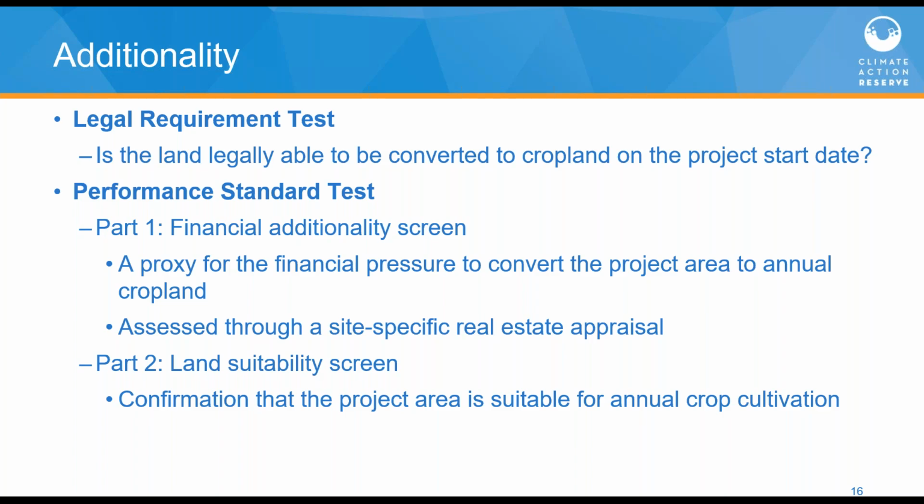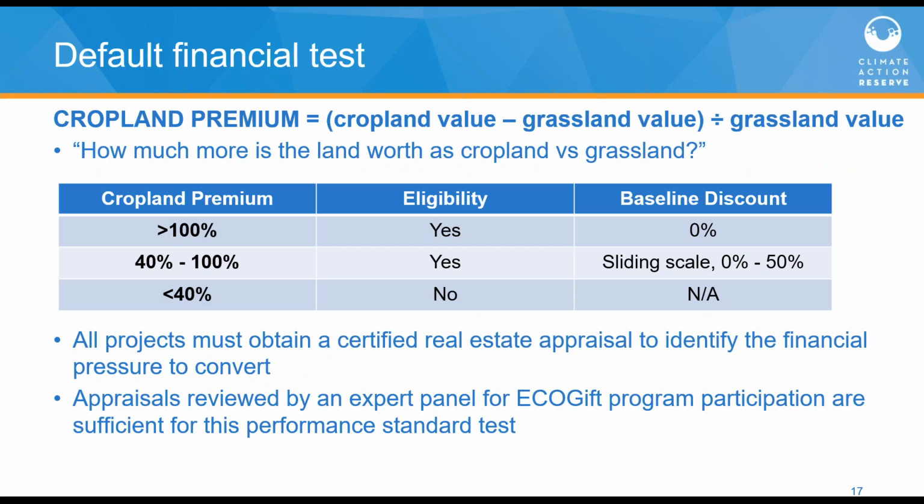So there's guidance around how that works. Part two is the land suitability screen. So I'm going to go into detail on both of these. In the financial additionality test, we're focused on what we call the cropland premium. This is the cropland value minus the grassland value. So the difference between the value of the land as cropland and the value of that land as grassland, divided by the value of the land as grassland.